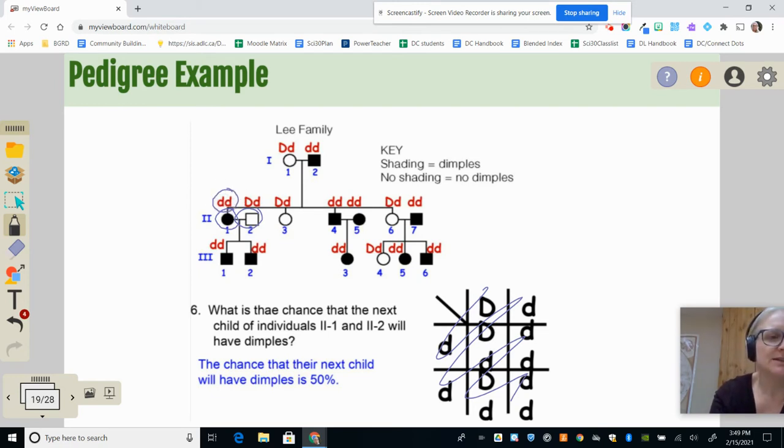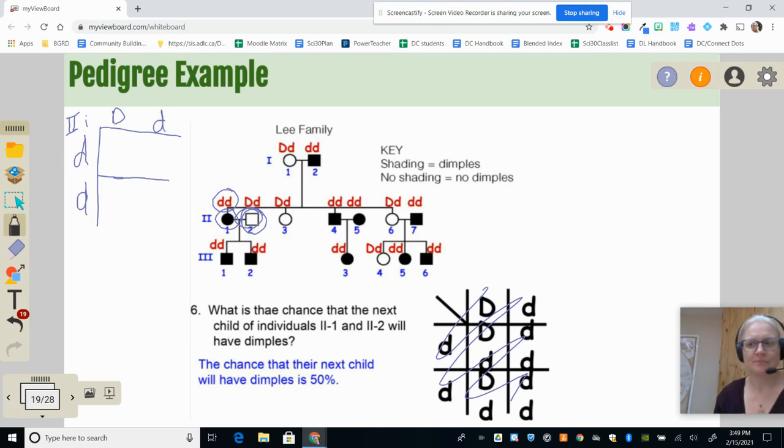So we've got Dd. I'll put them along one side, the 2 gametes that the female 2-1 could have. So this is female 2-1. And then the male, or the dad, is heterozygous, so Dd. And now let's check out what the possible offspring they could have are.